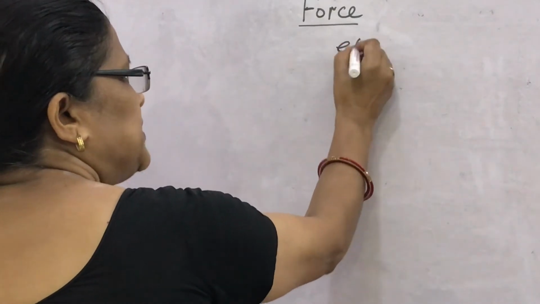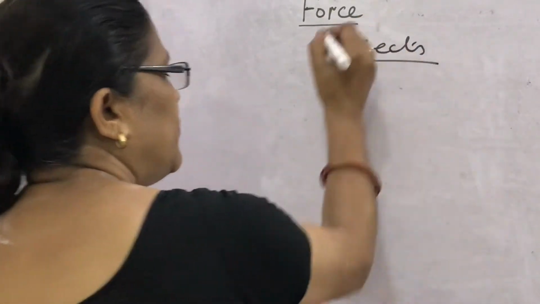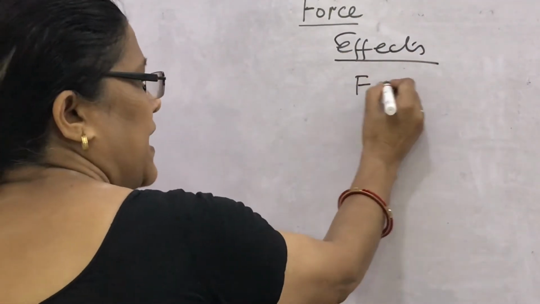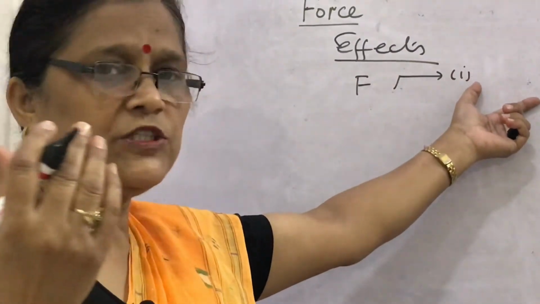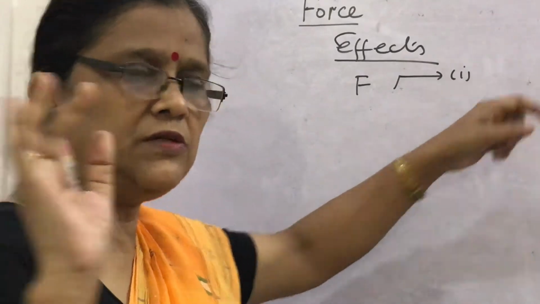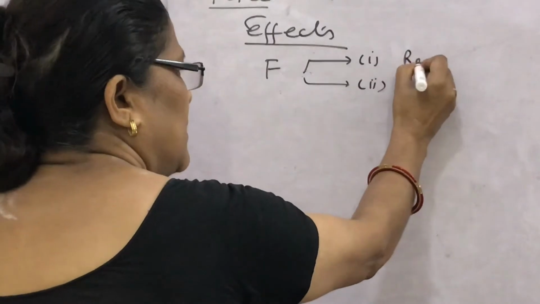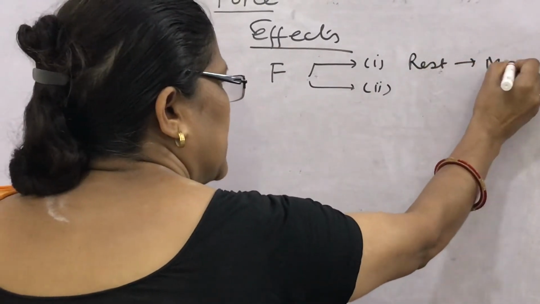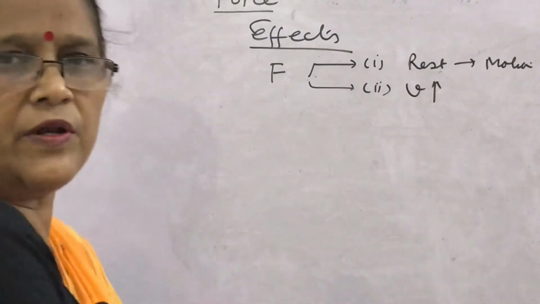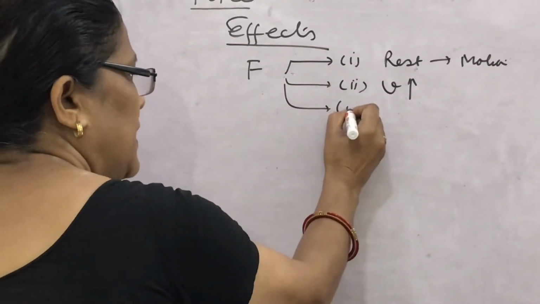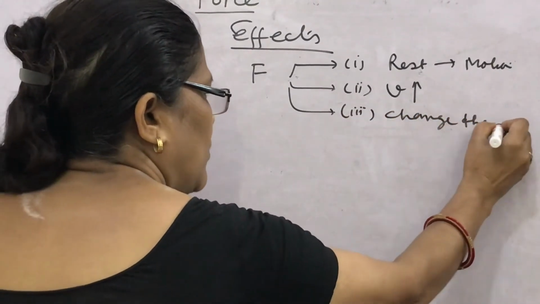If you see the effects of force, what are the effects of force? You know, force can change an object's position from rest to motion. Number one, rest to motion. Second, it can increase the speed of an object. Third, it can change the direction of a moving object.